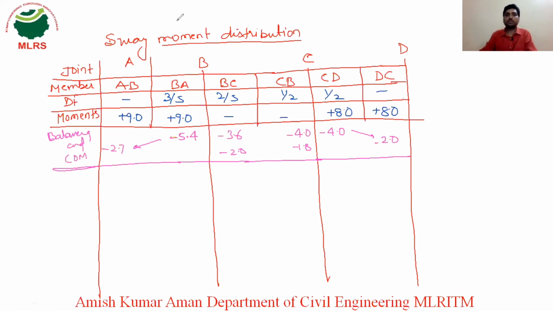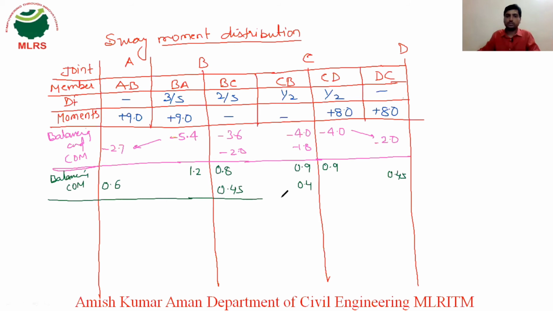Now coming to next step, balancing and carry over moments. Okay, now again this minus 2 will be distributed, so it will be 1.2 here and 0.8 here. Similarly, if you do so here, it will be 0.9 and 0.9. Half of 1.2 is 0.6, half of 0.8 is 0.4 and half of 0.9 is 0.45. Again your step 2 is also completed.